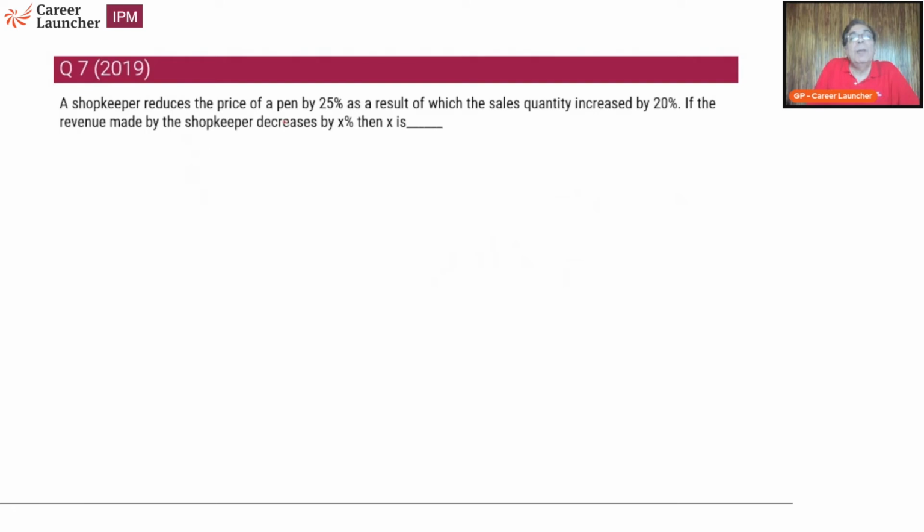Question 7: a shopkeeper reduces the price of a pen by 25%, as a result of which sales quantity increased by 20%. Revenue made by the shopkeeper decreased by X%. What is X? Okay. Percentages, again, class 9, 10.